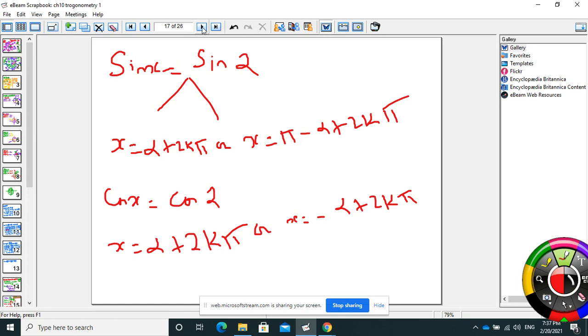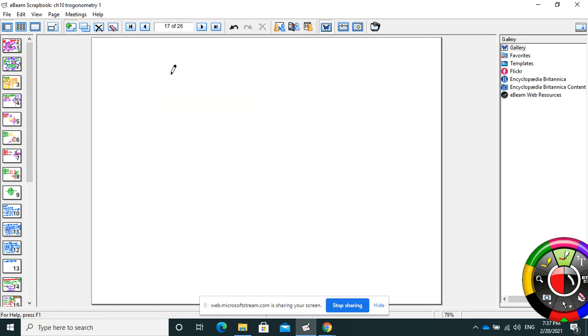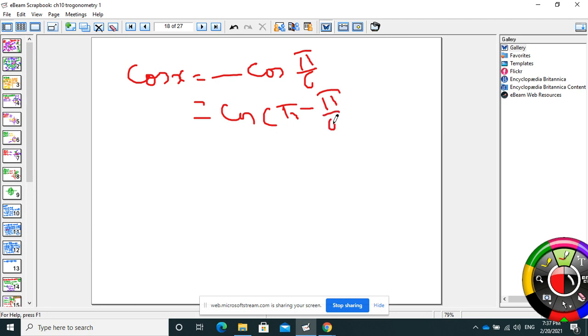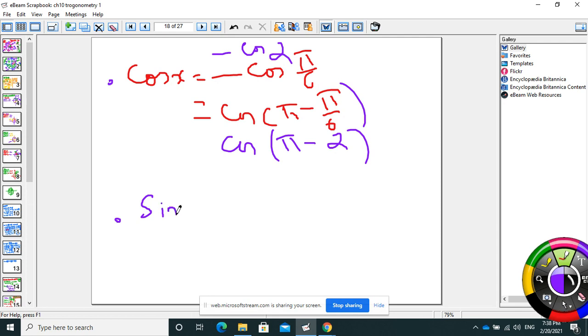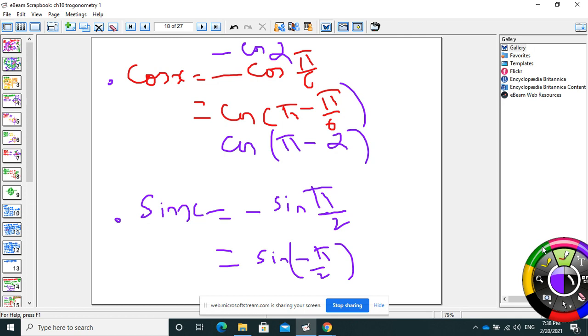Okay, now when I reach a case, for example, I have cosine x is equal to minus cosine pi over 6. What I will do: which cosine gives me minus cosine alpha? I always put cosine pi minus pi over 6, because here I'm working backward. I know that cosine pi minus alpha gives me minus cosine alpha. If you reach a case like sine x is equal to minus sine pi over 2, it becomes sine minus pi over 2, because we know the formula backward: sine minus alpha is minus sine alpha.